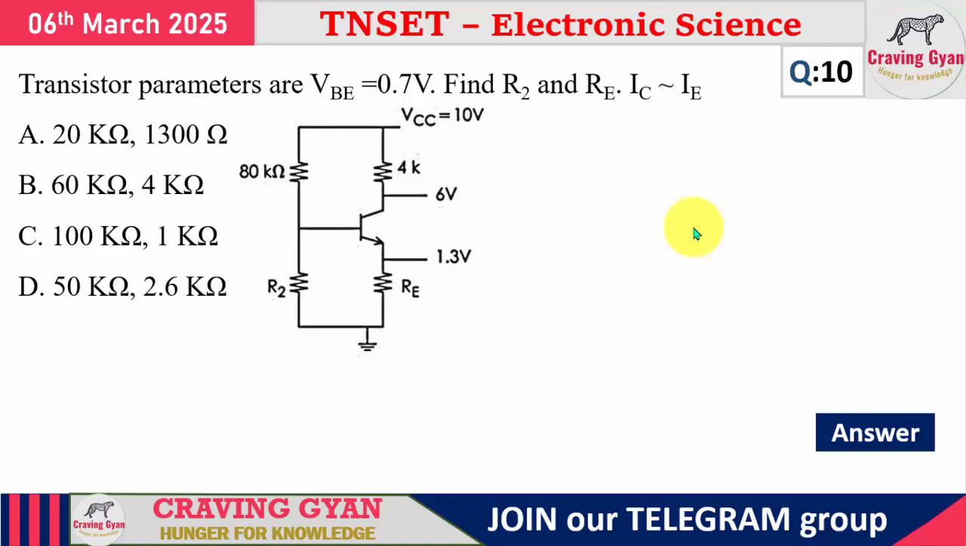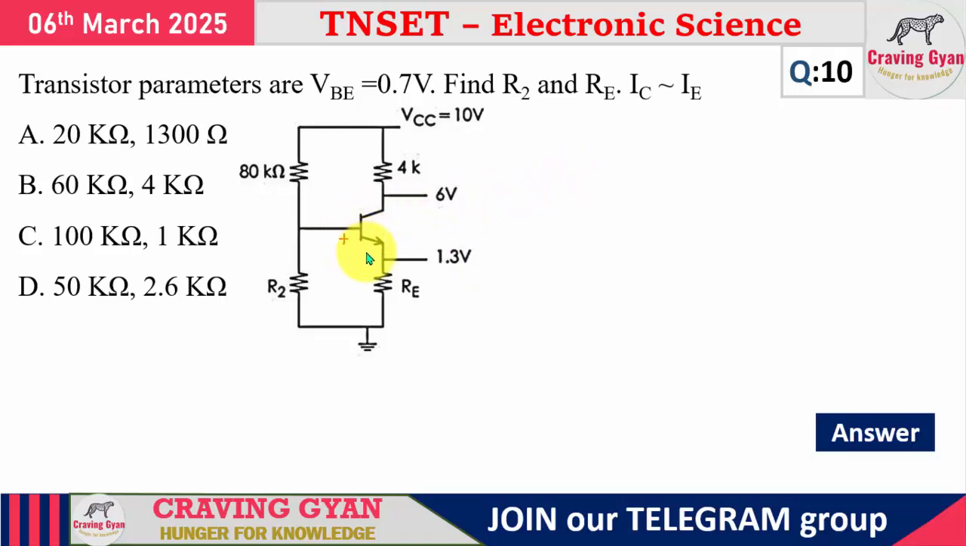In the 10th question, they have given a circuit, and this is from the analog electronics subject. They have given a VBE voltage equal to 0.7 volts. They are asking what is the value of R2 and RE. Take IC approximately equal to IE. Now look at the things.